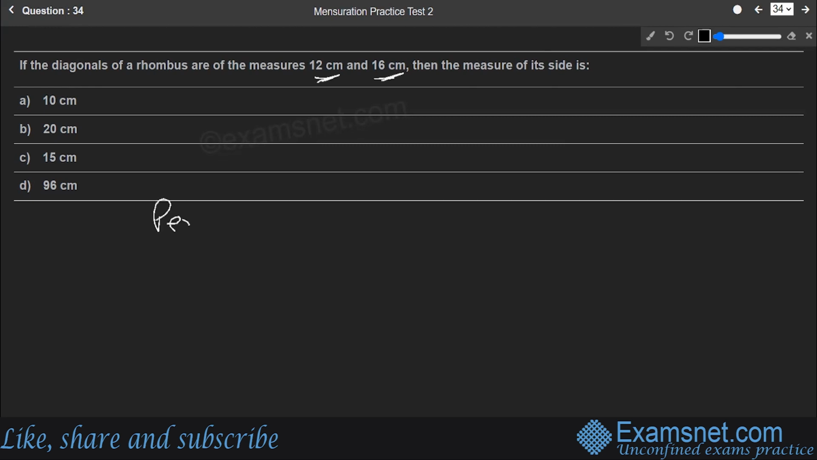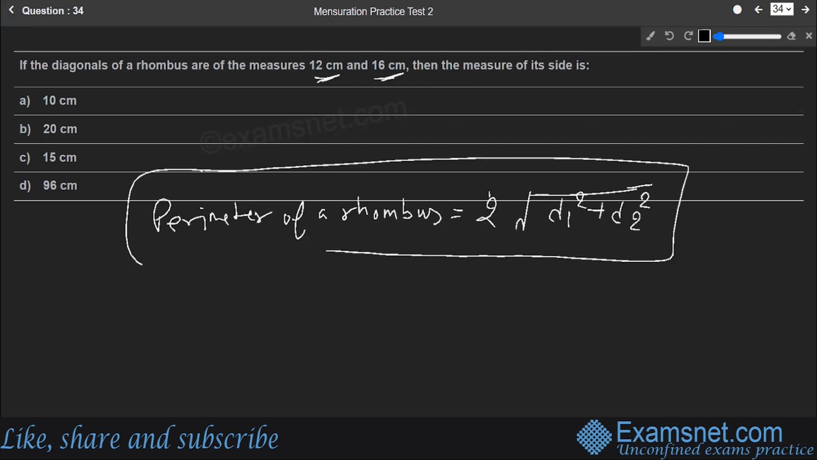So let us find out the perimeter of a rhombus. The perimeter of a rhombus is given by twice of under root d1 square plus d2 square, where d1 and d2 are nothing but the diagonals of the rhombus. So this formula can be used here so that the calculations can be easy. So the perimeter of the rhombus P, let's say, is given by twice of under root of 12 square plus 16 square.